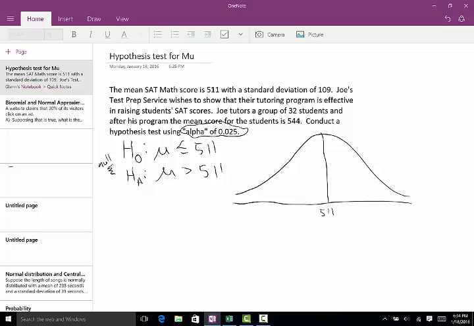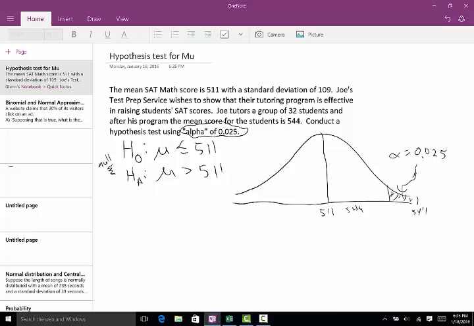So clearly all the action here is going to be to the right of 511. The question is, where is this 544? Is it just a little bit more than 511 like this? Or is it so much more than 511 that we can say beyond a reasonable doubt that these students score higher? So again, this alpha is the area in the tail associated with HA, and it's this level of what it means to have a beyond a reasonable doubt.